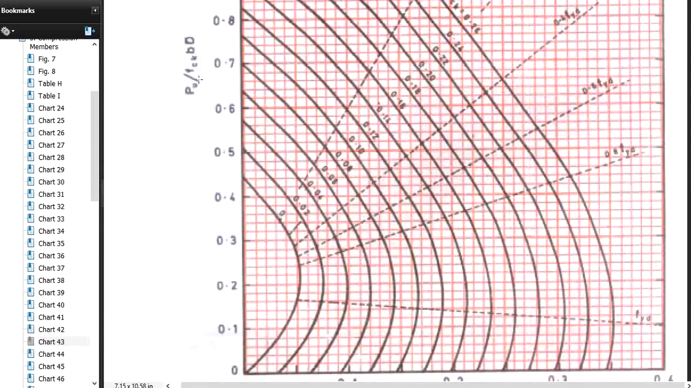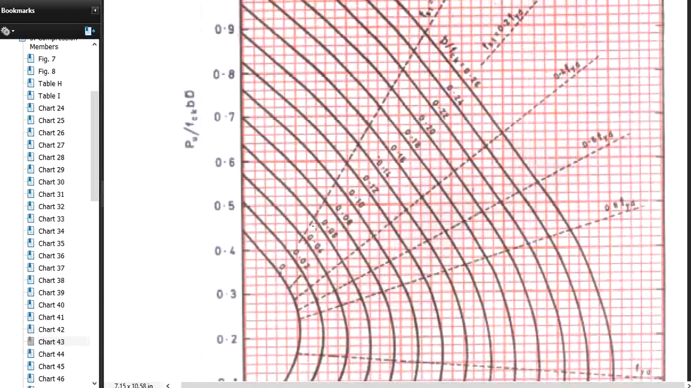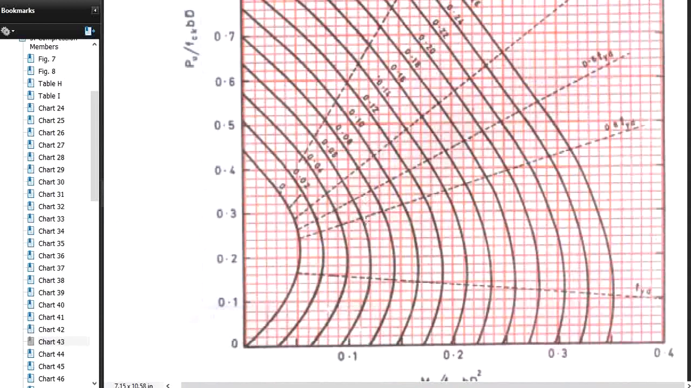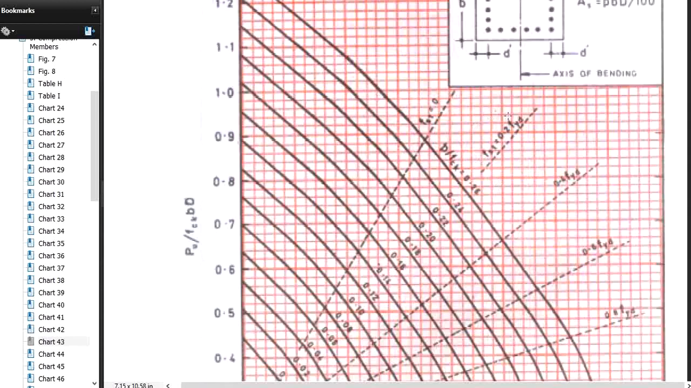So by chart, we have PU by FCK BD, and P by FCK also, and we have the chart. By referring to the y-axis in this particular chart, we can calculate the MU. If that MU obtained is greater than the MU needed to be carried out, we can say that the section is safe. This is an analysis type of problem. In a design type of problem, PU and MU they will give, but the percentage of steel they will not give. So we just need to calculate the percentage of steel. This is a design type of problem.